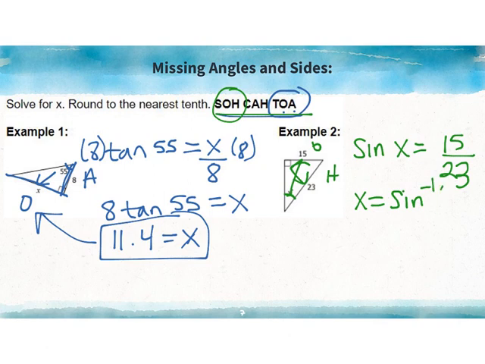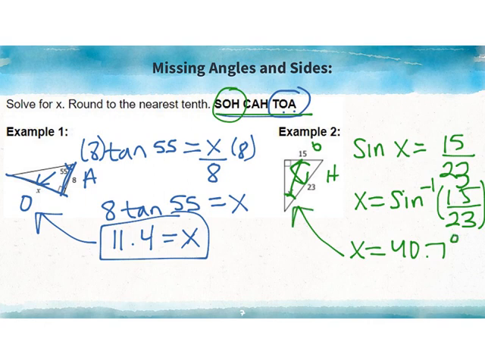And I put in my calculator 15 divided by 23. So in your calculator, you have to do the sine inverse button. I will show you guys this in class, but please just write this down for now. And we will do 15 divided by 23. Again, we're rounding to the nearest tenth, so we have 40.7. And be careful because we just figured out an angle, a degree measure, so this is a degree.